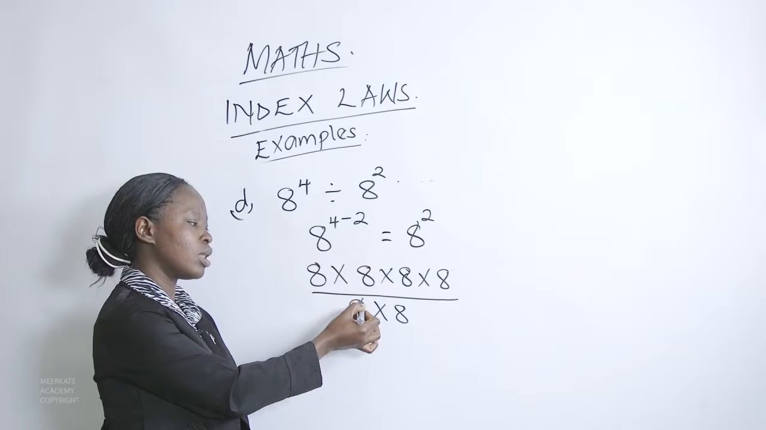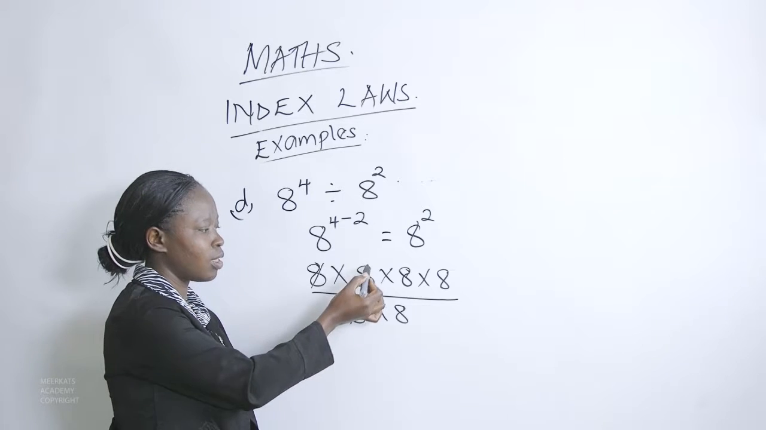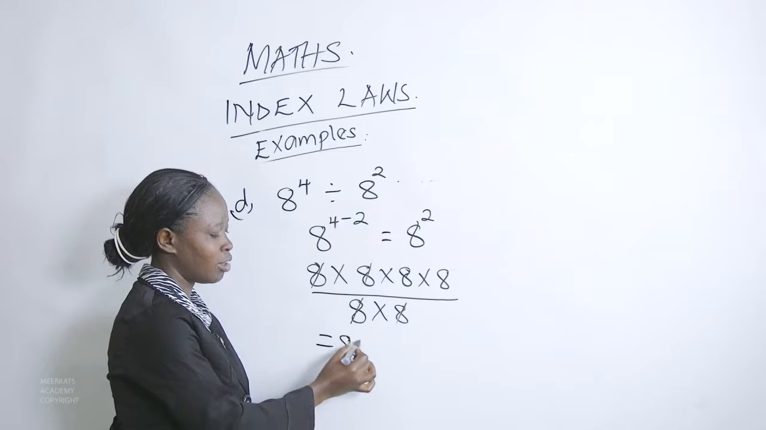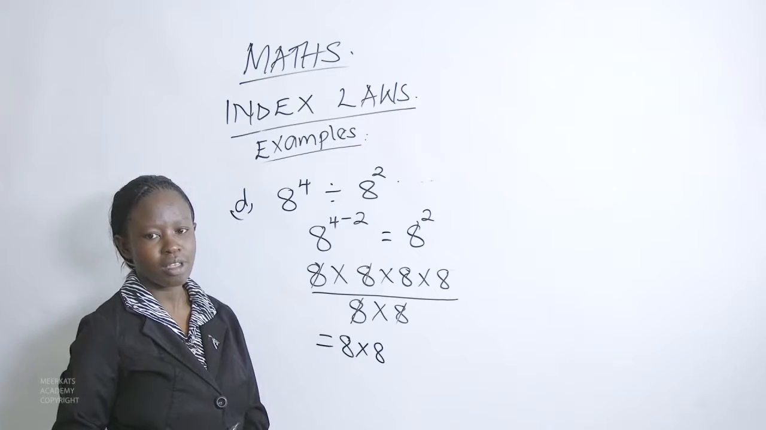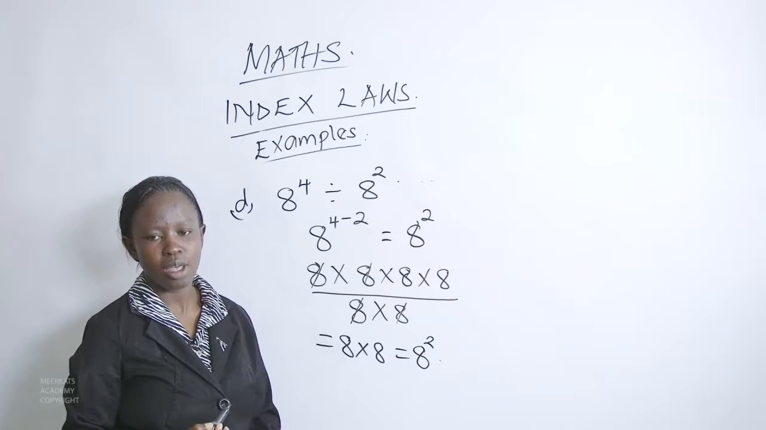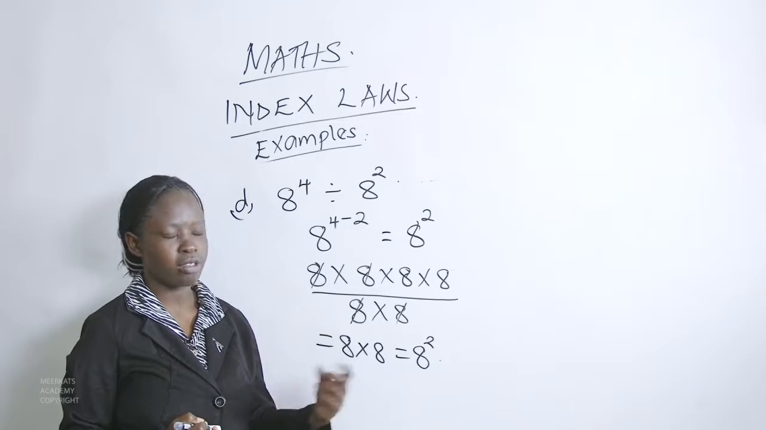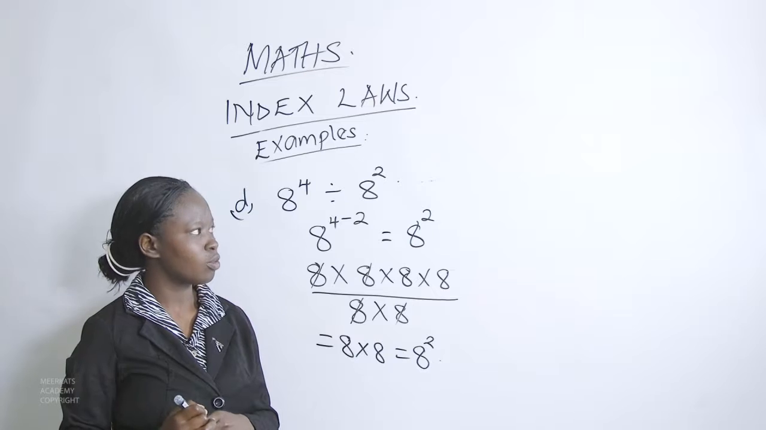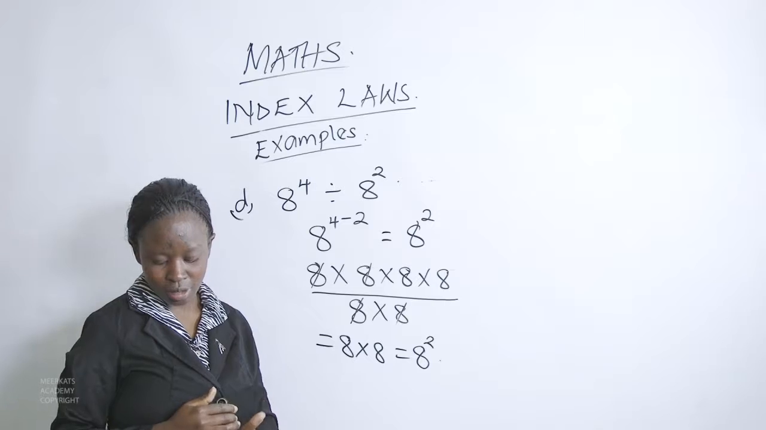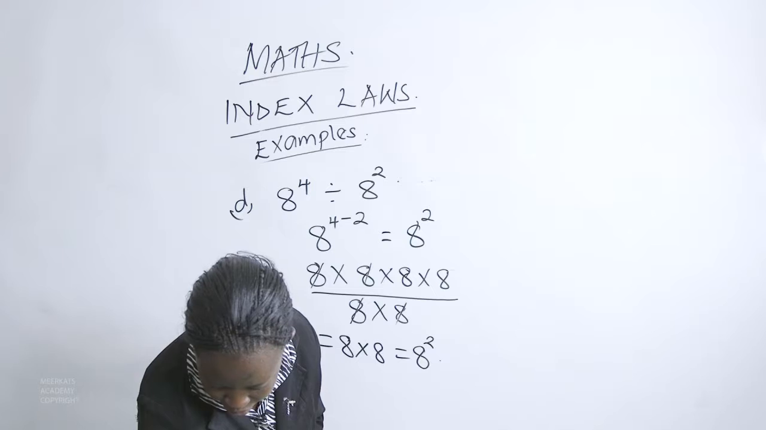So I cancel out the first 8, and then I have the other 8 cancelling out. We are left with 8 times 8, and 8 times 8 is simply 8 to the power of 2, because we are leaving our answer in index form. So 8 has been repeated twice, so we discover that we have 8 to the power of 2. So it simply means division, you subtract the powers if the numbers are to the same base.